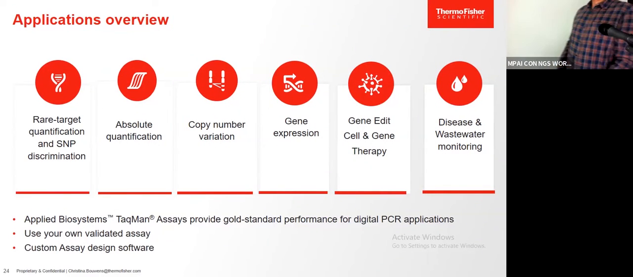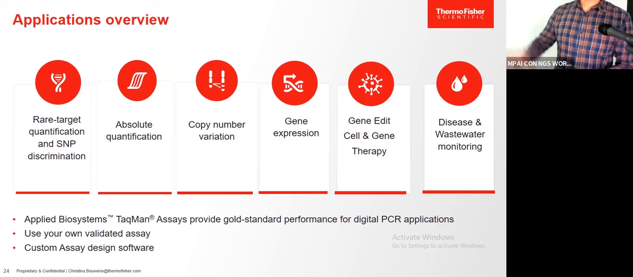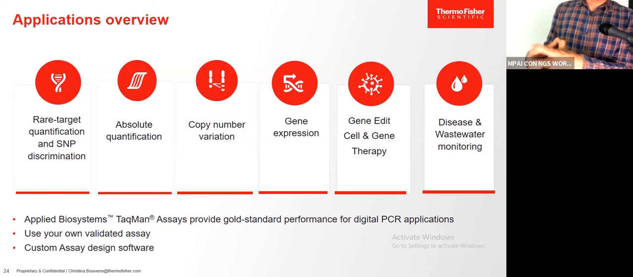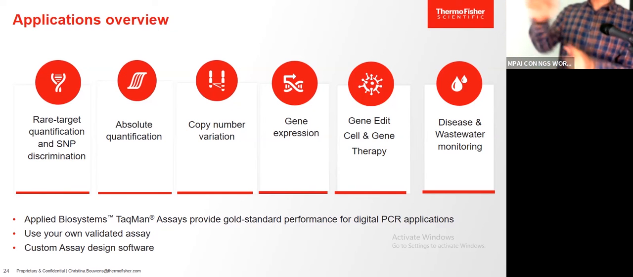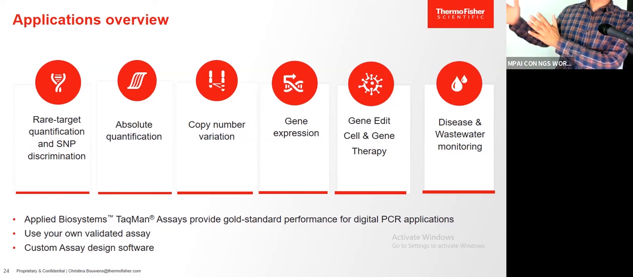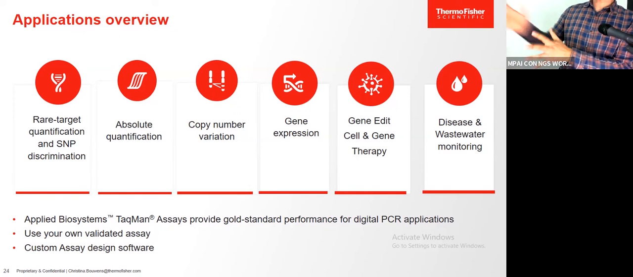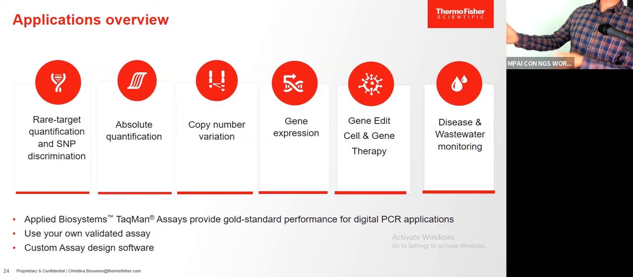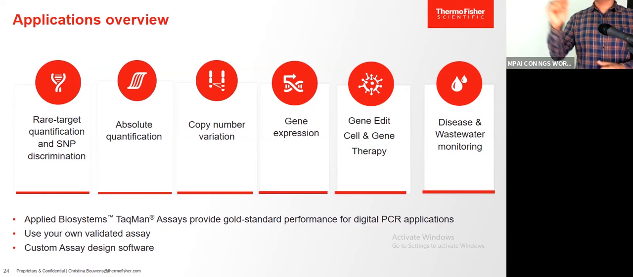When it comes to applications, these are the different applications. The first, important in case of oncology, is rare target quantification or SNP discrimination. Second is absolute quantification, when you want the exact number of copies, copy number variation. Another important application in oncology, gene expression. If you're looking for the low expressed transcripts, then digital PCR comes into the picture. Even in cell and gene therapy, we have complete solutions available. And disease and wastewater monitoring, for example, SARS-CoV-2.